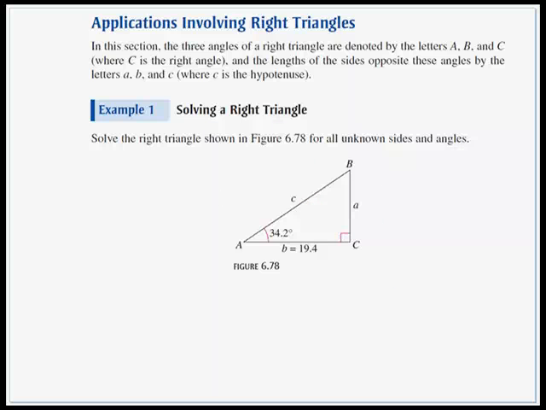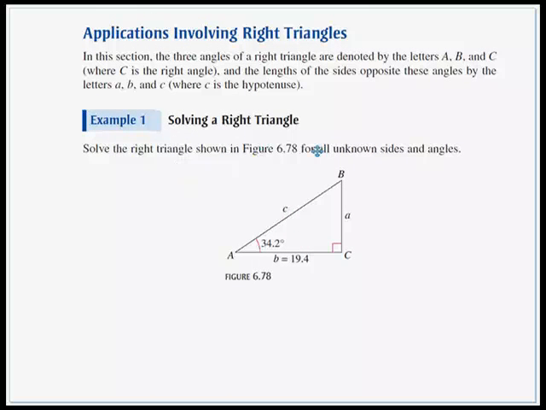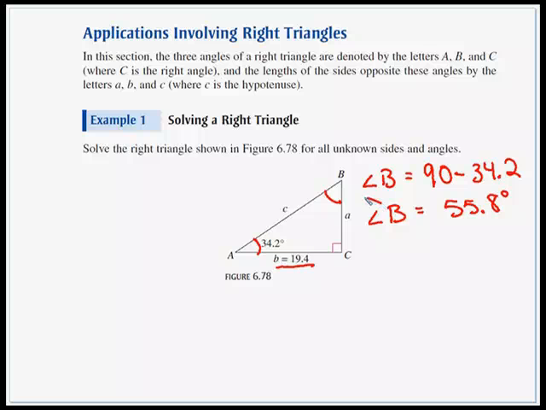So in example 1, we're going to solve the right triangle shown in the figure, find all unknown sides and angles. So we're given one side and one of the acute angles. And I think the easiest thing to find is the missing acute angle. In this case, it's angle B. Since it's a right triangle, we have one right angle. The other two angles add up to 90. So angle B is going to be 90 degrees minus angle A, or 34.2 degrees. If we subtract those, we find that angle B is 55.8 degrees. So there's our missing angle B.